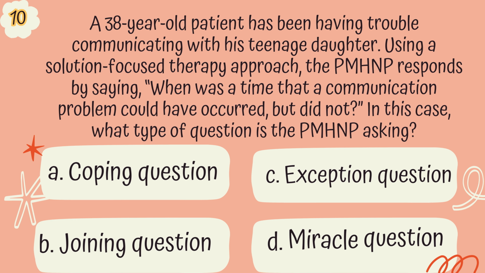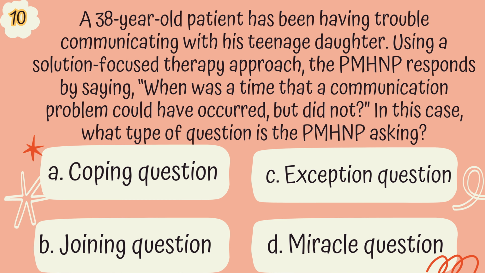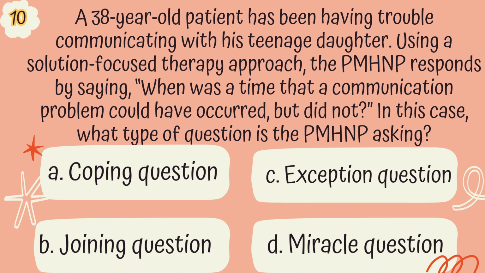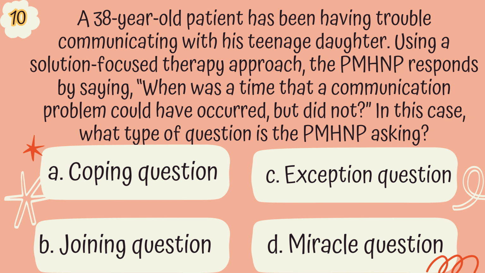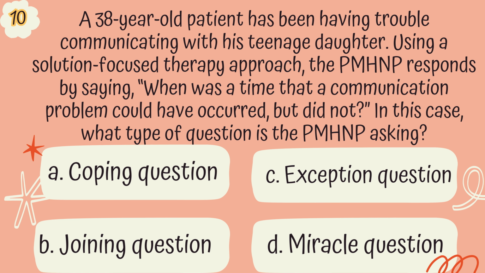Question 10. A 38-year-old patient has been having trouble communicating with his teenage daughter. Using a solution-focused therapy approach, the PMHNP responds by saying, when was the time that a communication problem could have occurred, but it didn't? In this case, what type of question is the PMHNP asking? A, coping question, B, joining question, C, exception question, or D, miracle question.